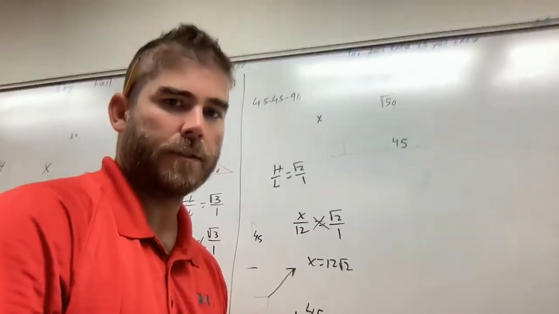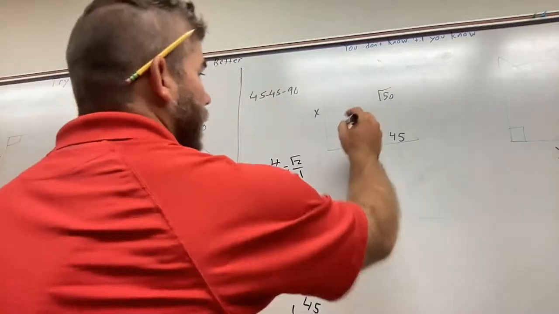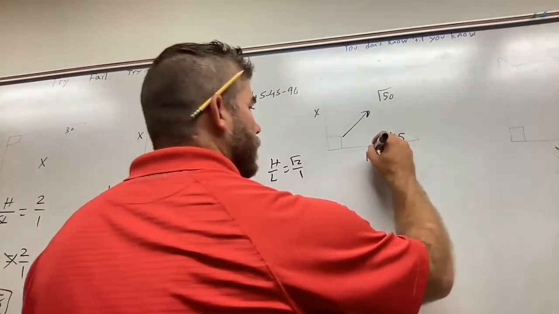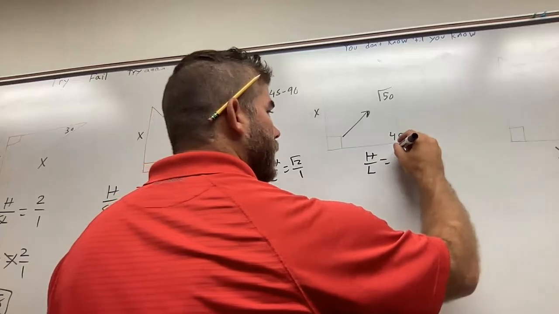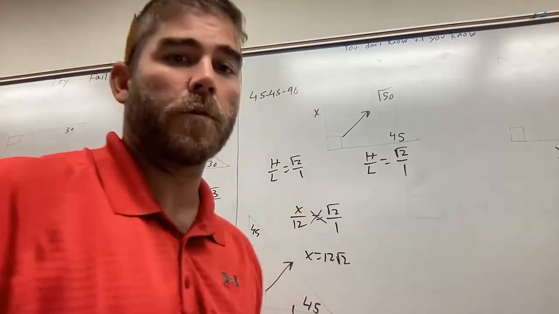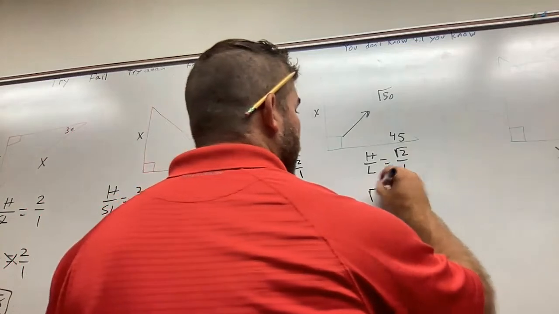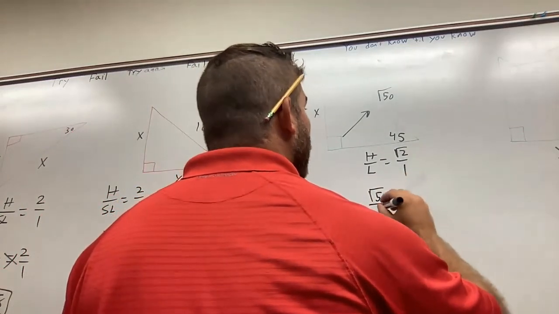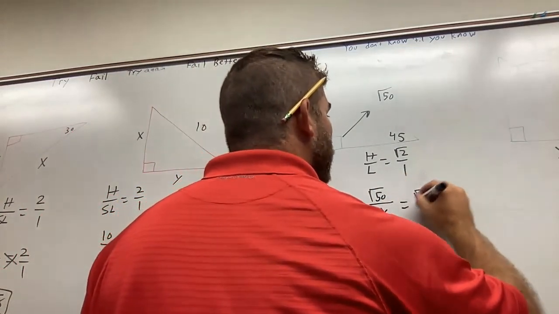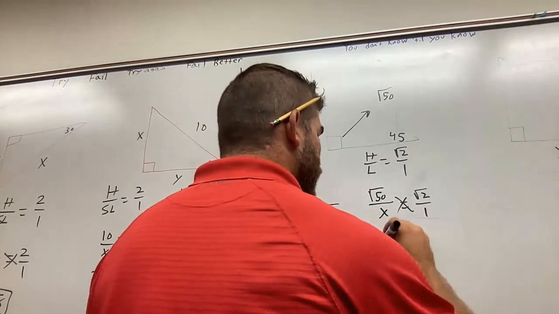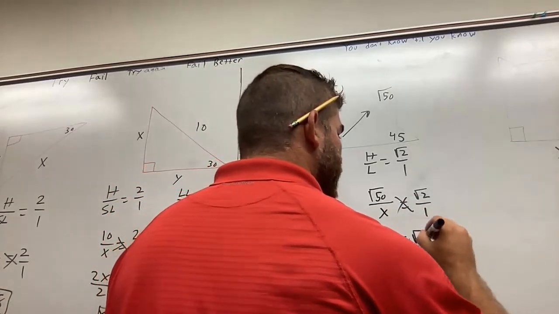All right, now this next one, my hypotenuse is this radical 50. I need to find my leg. I start with the same formula, hypotenuse over leg, radical 2 over 1. If you notice, I write the formula down each and every time. First thing I do. All right, so I have radical 50 over x equals radical 2 over 1. I go ahead and I cross multiply. I have x radical 2 equals radical 50.